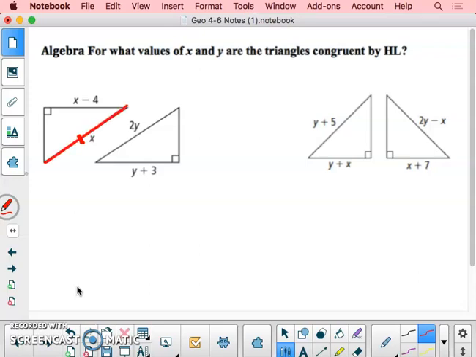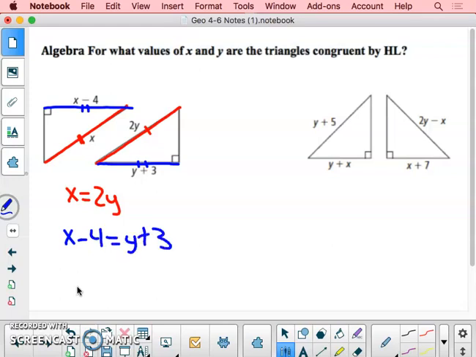So I know that this hypotenuse has to be equal to this hypotenuse. The hypotenuse is opposite the right angle. So that means I have one equation that I can set up as x equaling y. I also know that these legs have to be congruent. x minus 4 would have to be congruent to y plus 3. So x minus 4 equals y plus 3.